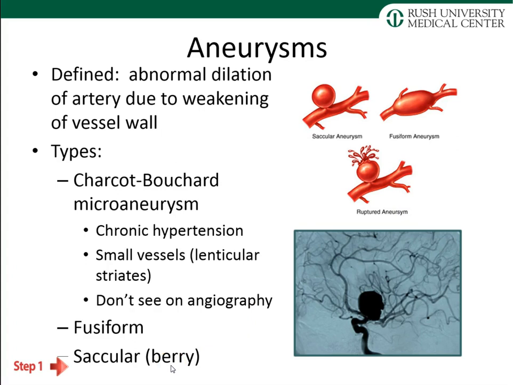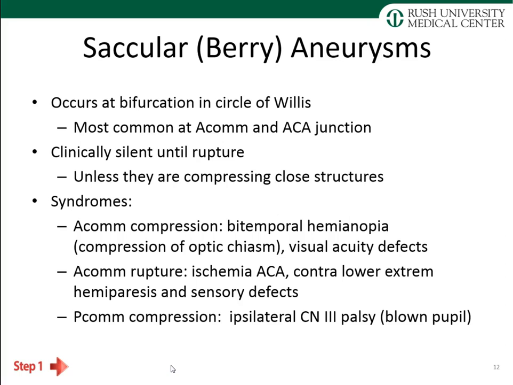So let's go into some more detail on the saccular aneurysms. The saccular or berry aneurysms occur at bifurcations in the circle of Willis, and the most common is at the junction of the anterior communicating and the ACA, anterior cerebral artery junction. These tend to be clinically silent until they rupture unless they're compressing structures that are very close. So there are 3 syndromes that are likely to show up on the Step 1 exam that we have not covered in other parts of the course. So I'm going to just briefly talk about them here.